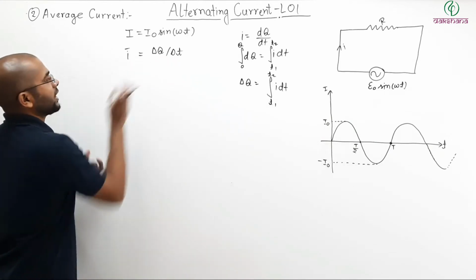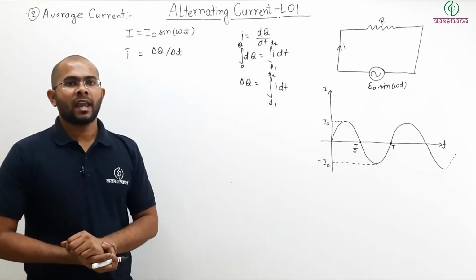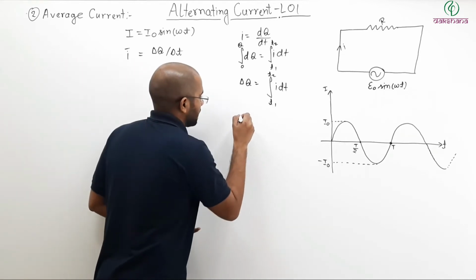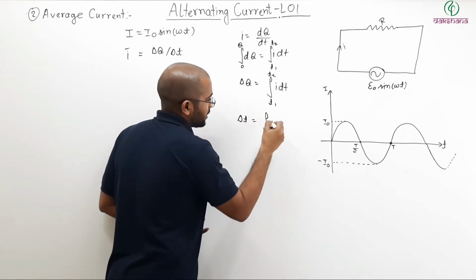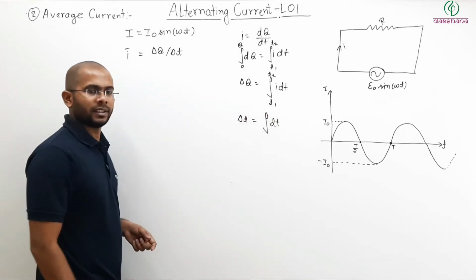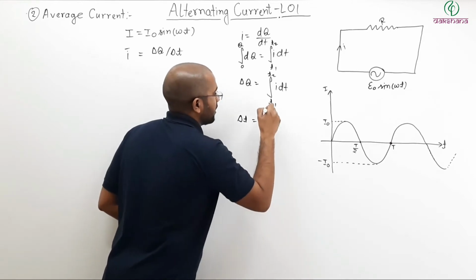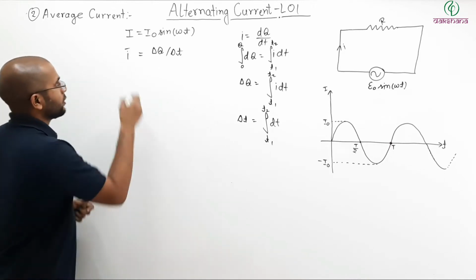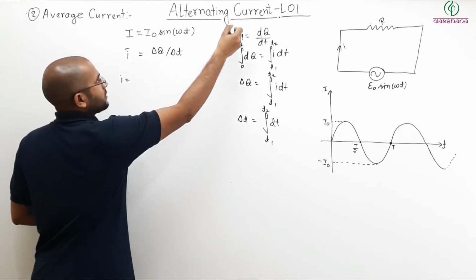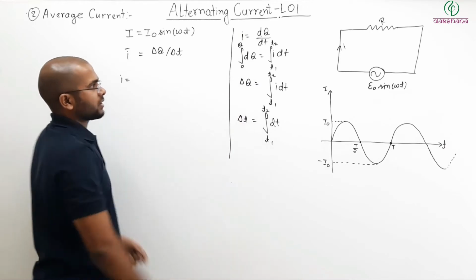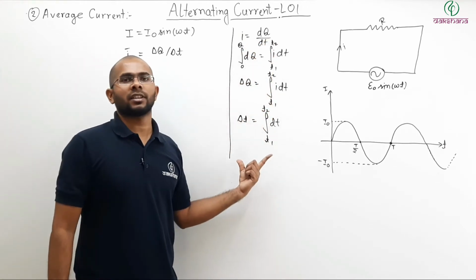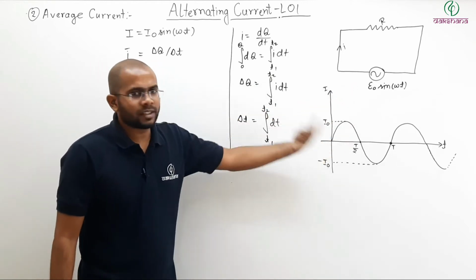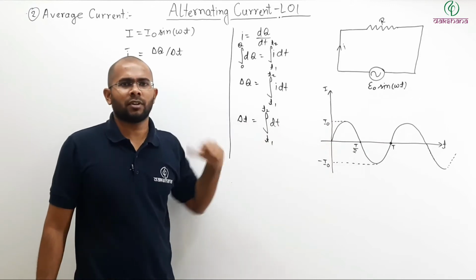So dq is this. And what is total time? Total time is nothing but delta t. Delta t will be nothing but simply the integral of dt, again from t1 to t2. So if you want to know I average for any curve, remember, we are talking about the general definition. This is applicable for every type of curve, whether it is AC or DC or any type of curve. This is applicable for average.